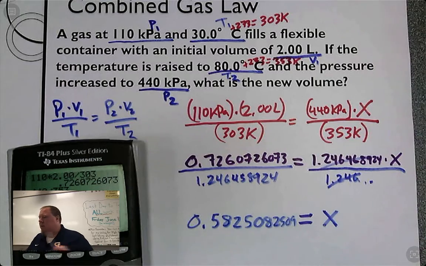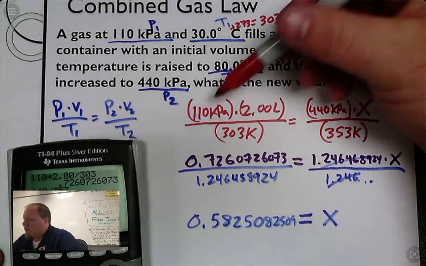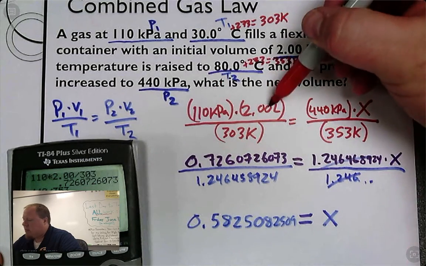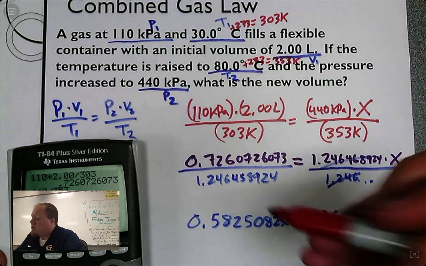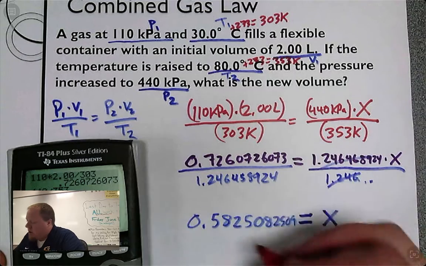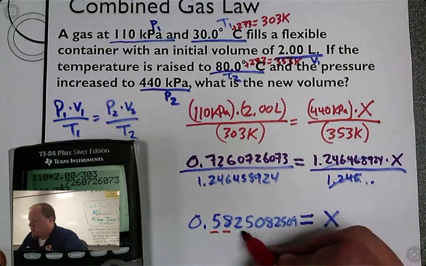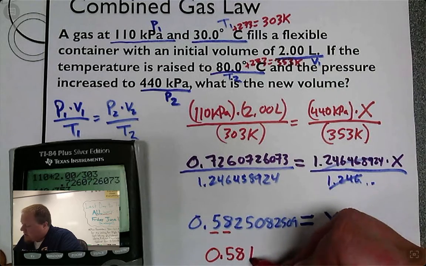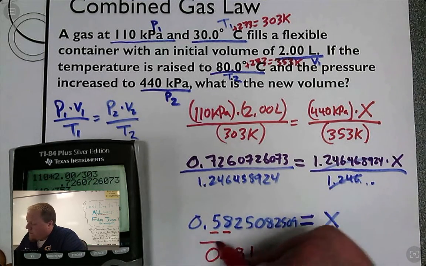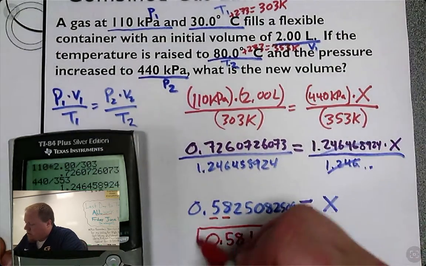Okay. Now, sig figs, looking up here, this has 2, this has 3, this has 3, this has 2, and this has 3. So my answer, both of these have 2. I'm going to round it to 2. 0.58 liters is my new volume.